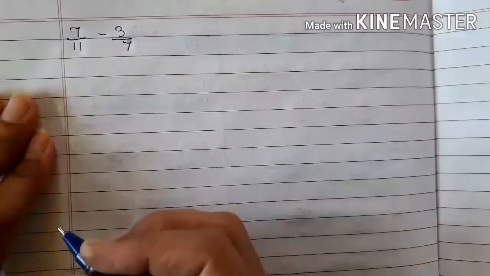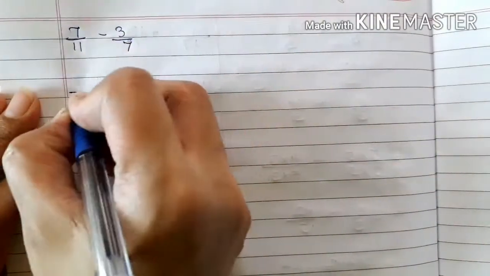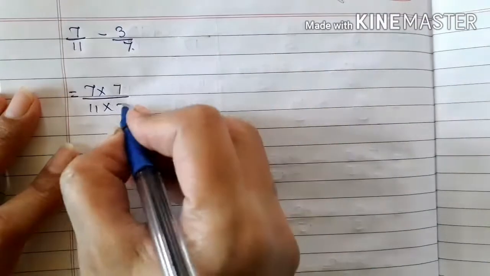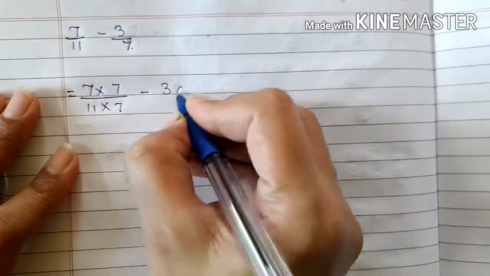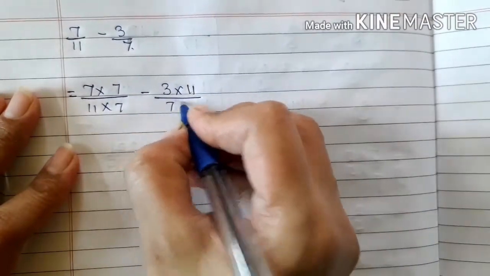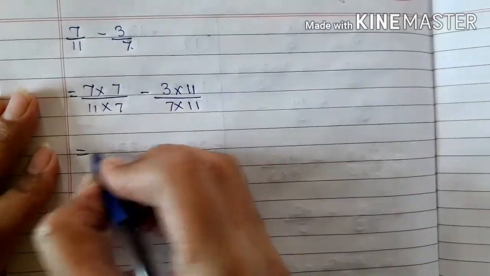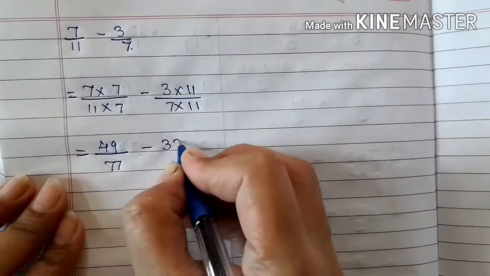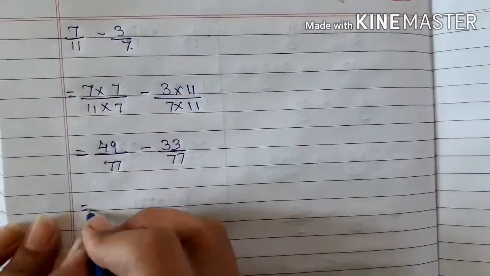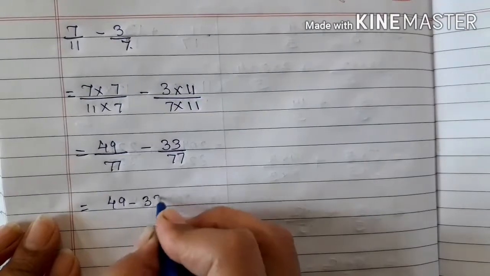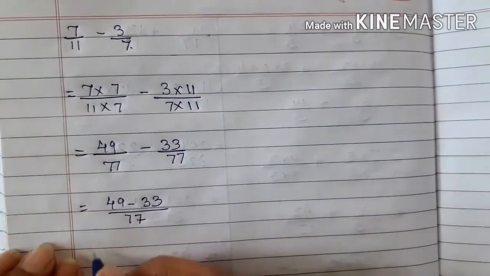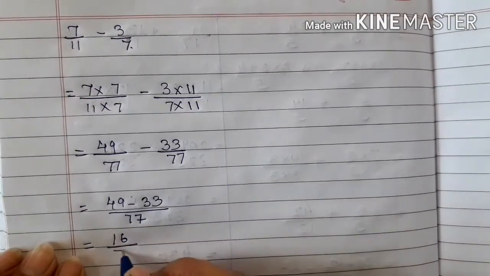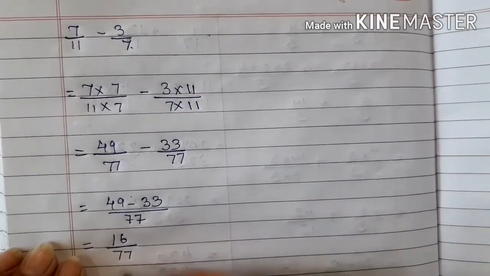Yeah. So if this is the question, same method, 7 multiplied by 11, multiplied by what we have to multiply with the opposite number. 7 times 7 is 49, 7 times 11 is 77, minus 33 upon 77. 49 minus 33 upon 77, the answer is going to be 16. When you subtract this, you will get 16 upon 77.